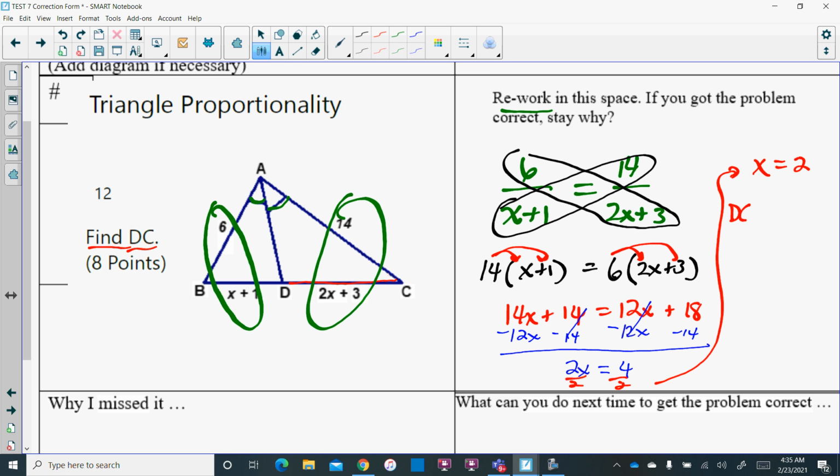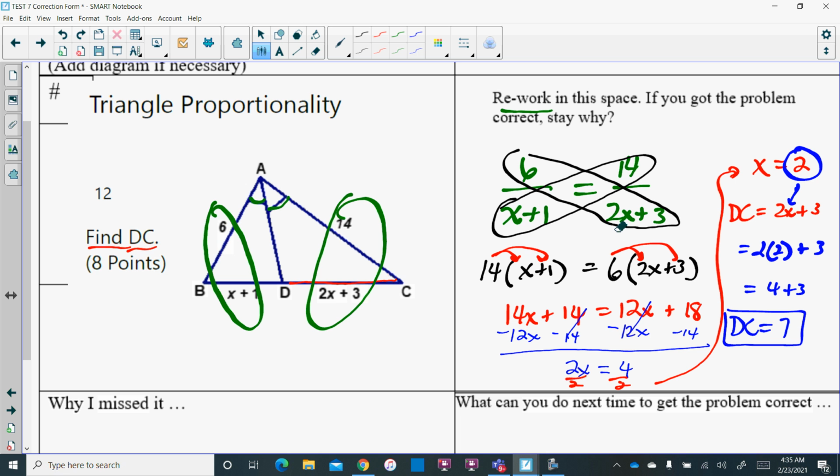But that's not DC. DC was the expression 2x plus 3. So you had to take this value for x, 2, and plug it in. So we're saying 2 times 2, then plus 3. I know that's a bad font. Apologize for that. So really, our DC was 7. So we're looking for that final answer.